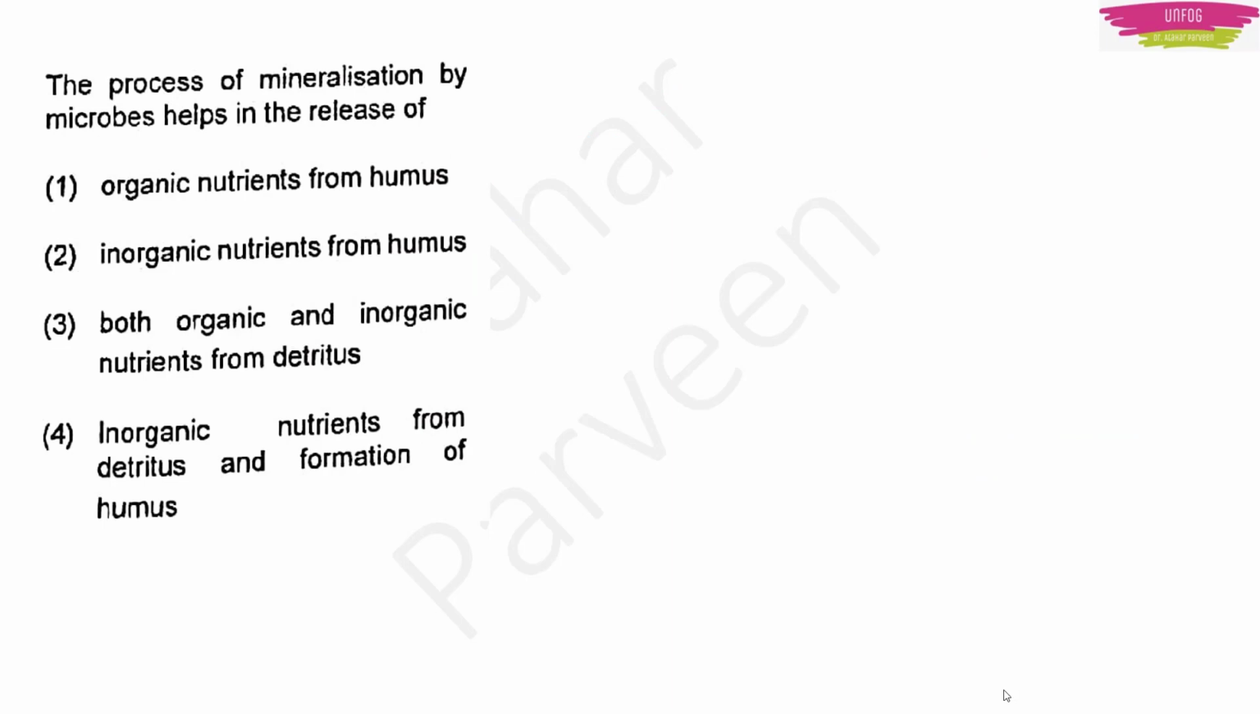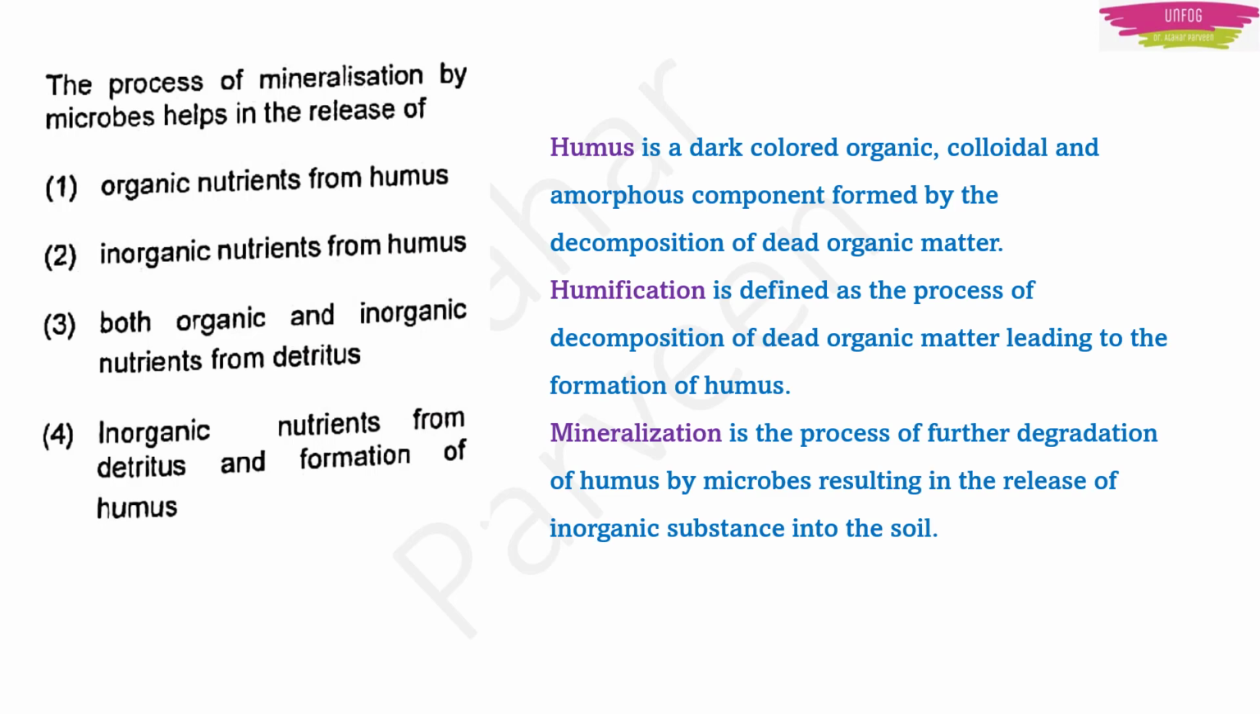Next question. The process of mineralization by microbes helps in the release of what? To answer this question, we should know what humus is. Humus is a dark colored organic colloidal and amorphous component formed by decomposition of dead organic matter. The process in which decomposition of dead organic matter leads to formation of humus is known as humification. Then mineralization happens. This is the process of further degradation of humus by microbes, resulting in the release of inorganic substances into the soil. Now you can surely answer this question, right? The process of mineralization by microbes helps in the release of inorganic nutrients from humus.